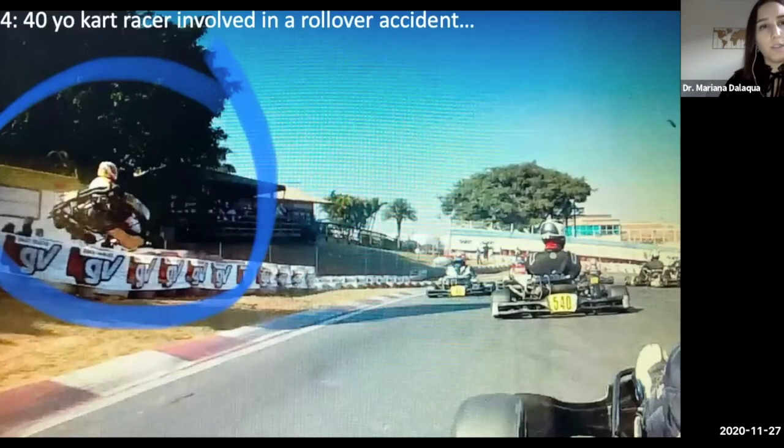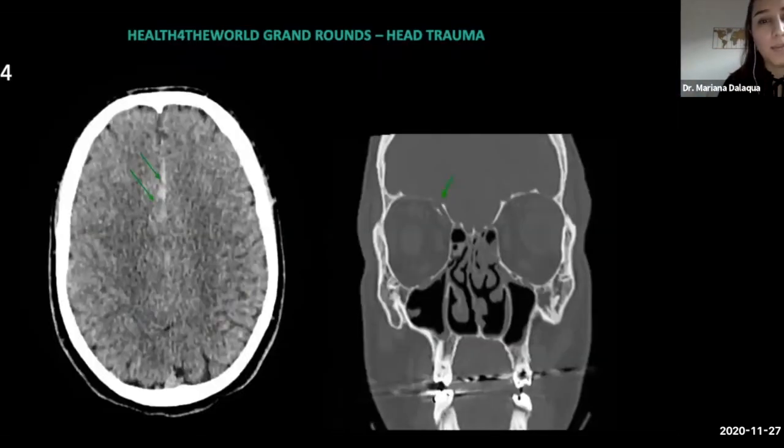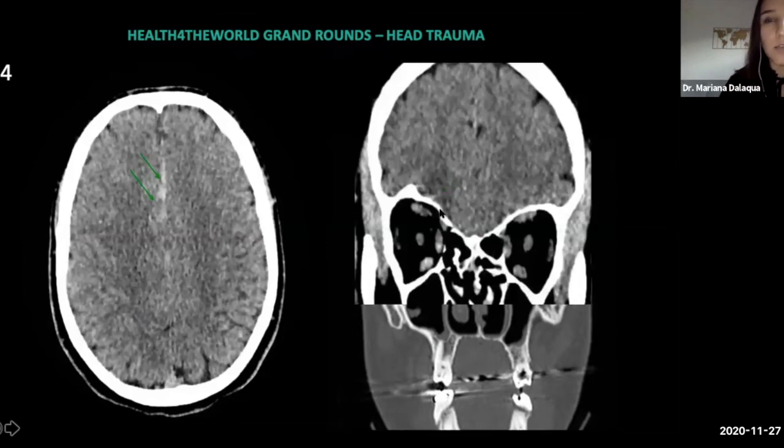So case number 4 is about a 40-year-old kart racer that was involved in a rollover accident. This is a case that I have lived, as all of the others that I'm showing you. So I remember very well when he came. So he had a good general state. He was okay, but he had this little subarachnoid hemorrhage in the middle line, as well as a fracture, not very displaced, of the orbita. And also he had a frontal contusion, okay, with a very small hemorrhagic foci.